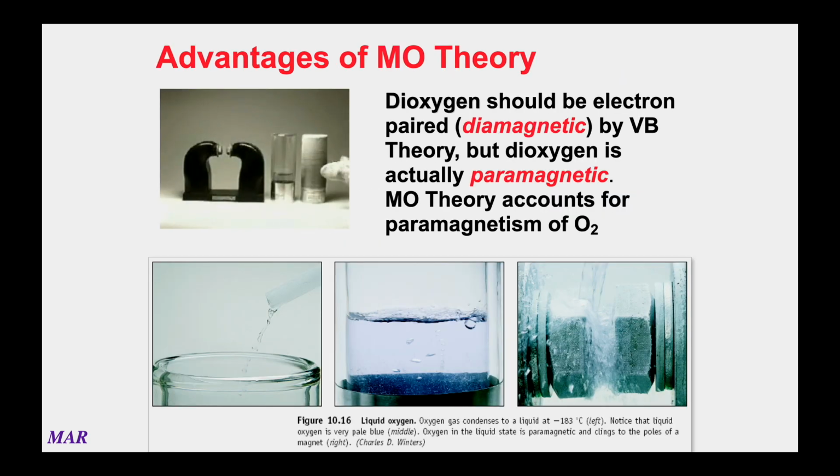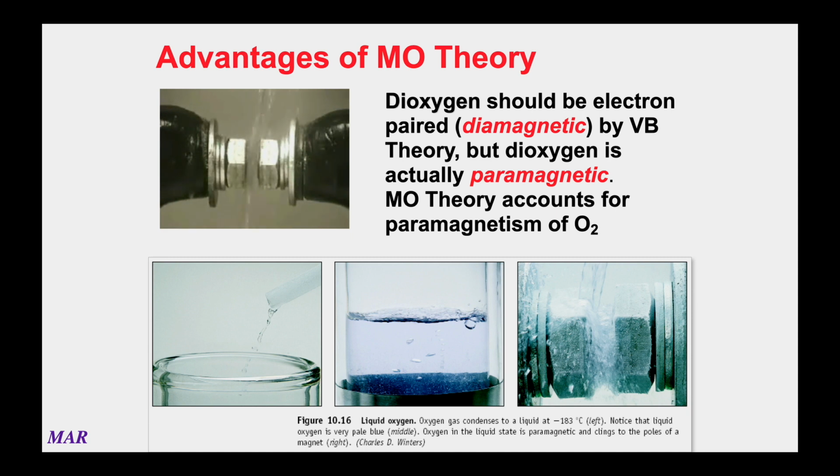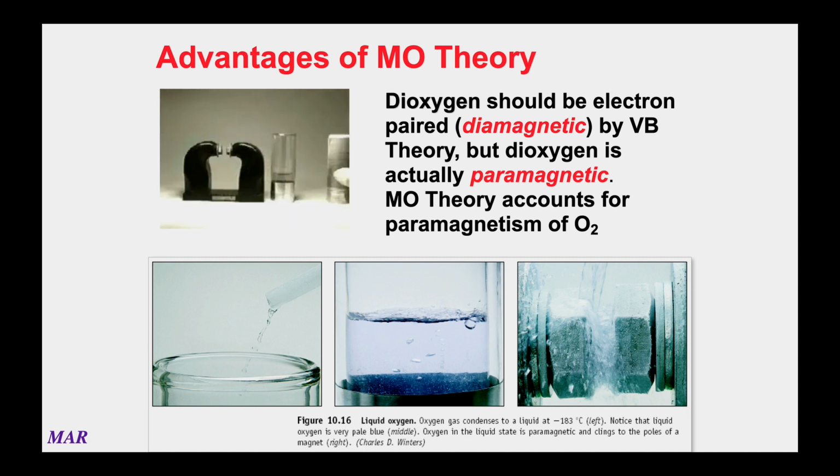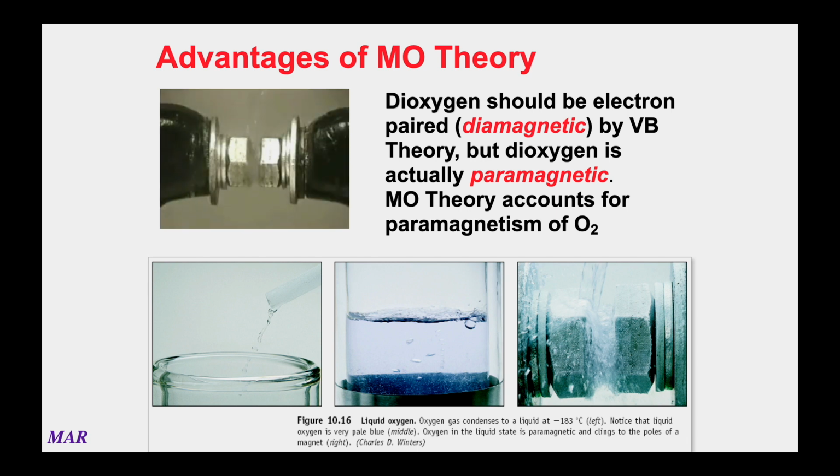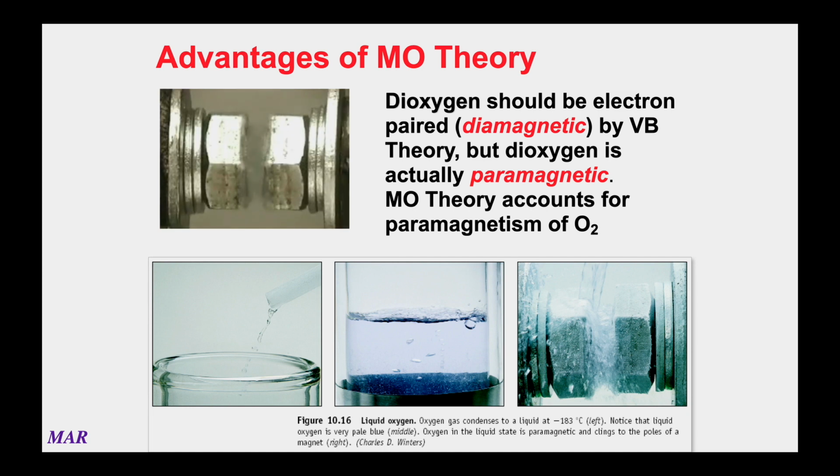Nitrogen is not magnetic. It is diamagnetic. All the electrons in the molecule are paired. Oxygen, however, interacts with a magnetic field because it is paramagnetic. This physical property indicates that molecular oxygen has unpaired electrons. Molecular orbital theory accounts for this fact, but valence bond theory does not.